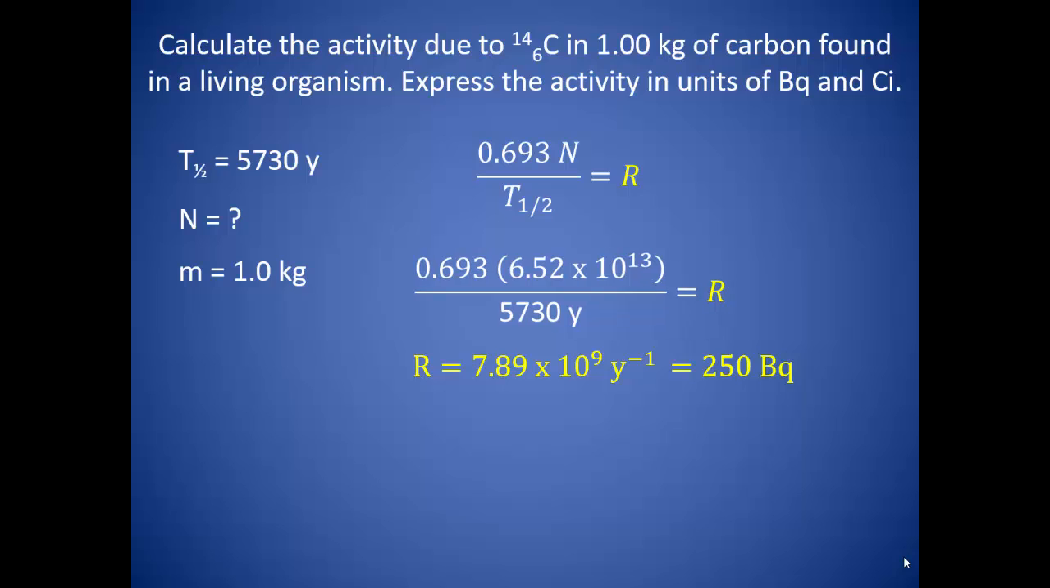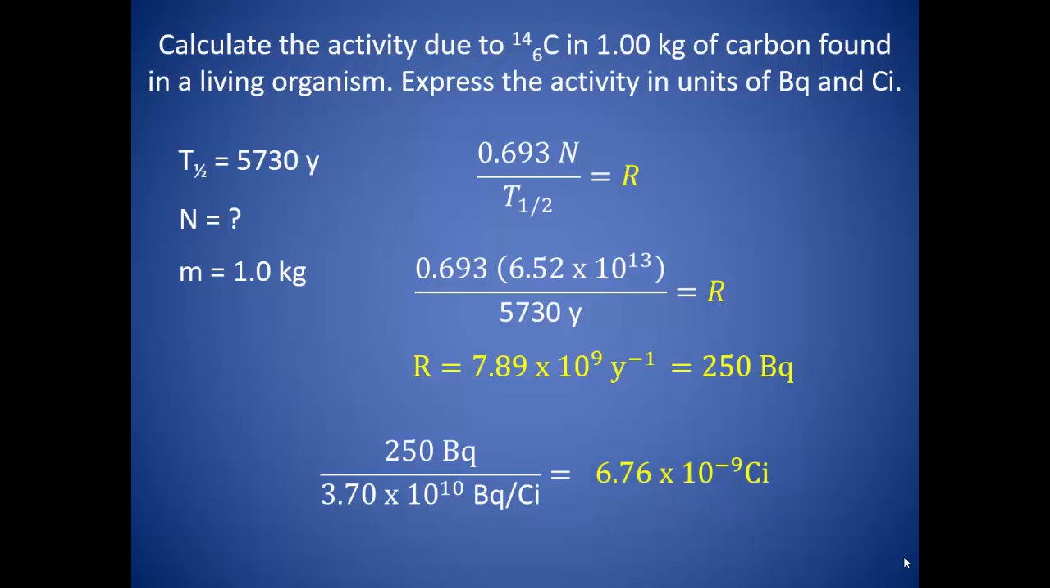Now if we want to convert that to curies, we need to take that 250 decays per second and divide by 3.70 times 10 to the 10th becquerels per curie, and we end up with 6.76 times 10 to the negative 9th curies.